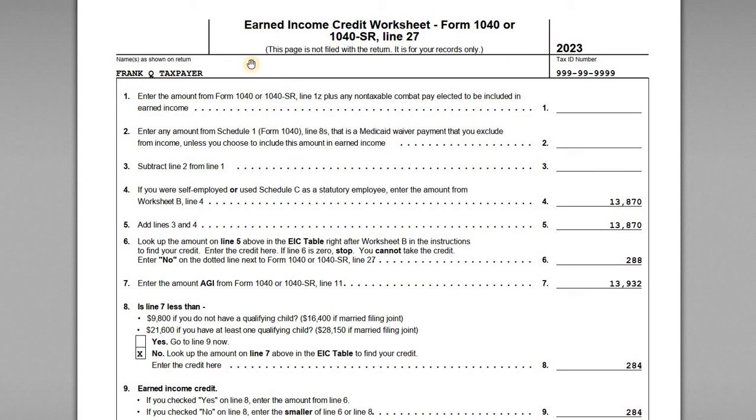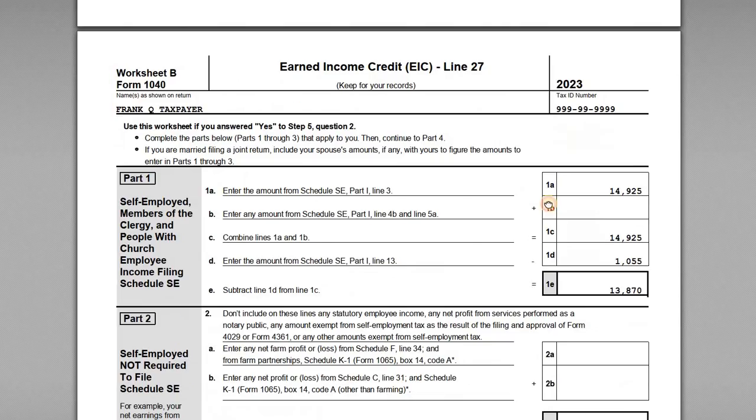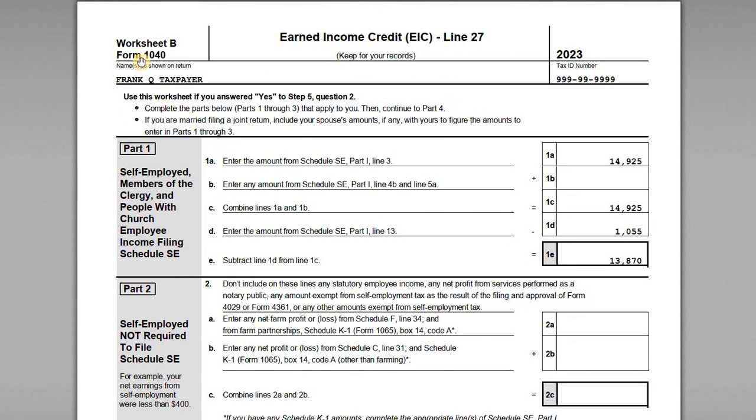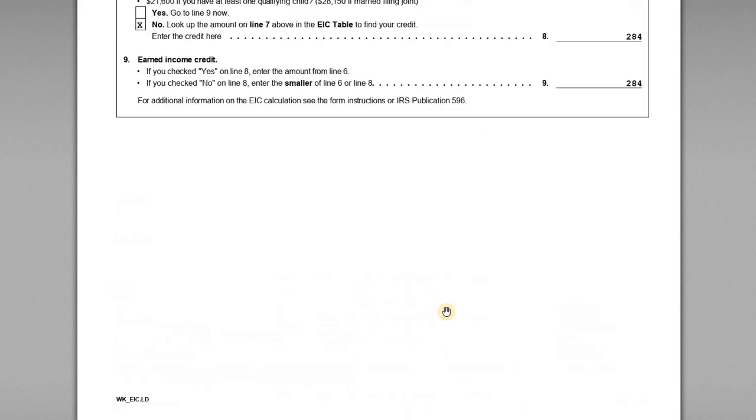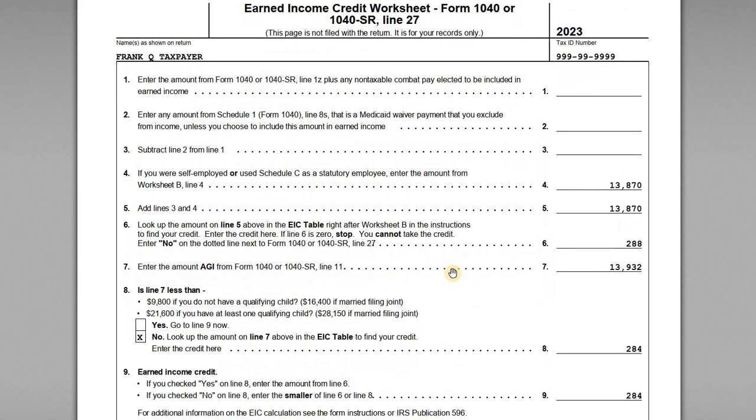So we've got two parts to this, right? We've got the earned income credit worksheet, and then we have a schedule or earned income credit worksheet B, right? Now, if you're not self-employed, you can skip over that worksheet B and just use this worksheet. In our case, though, we are self-employed, so we have to complete worksheet B.